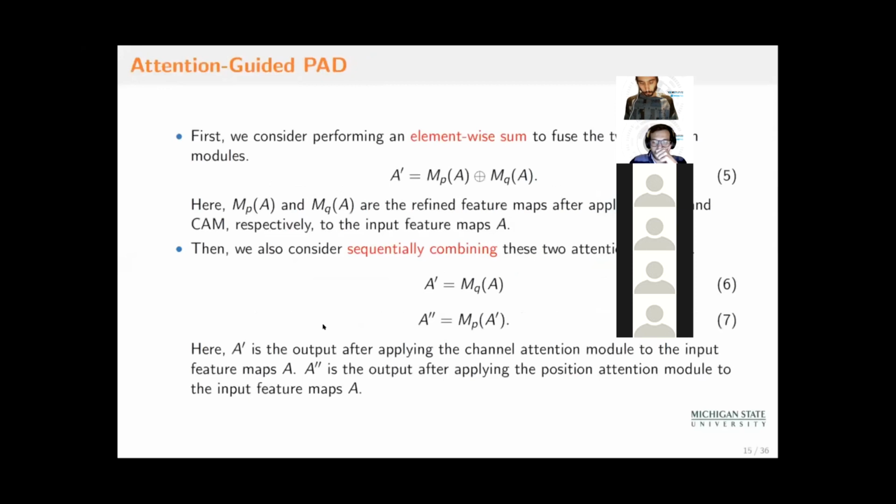After we obtain both the position attention map and the channel attention map, there are different ways to fuse them together. The first choice is that we can perform an element-wise summation to fuse those two different modules. Second, we also consider sequentially combining those two different attention modules. That means we first apply the channel attention module, and then we apply the position attention module.